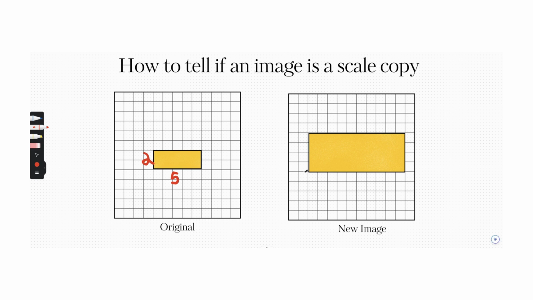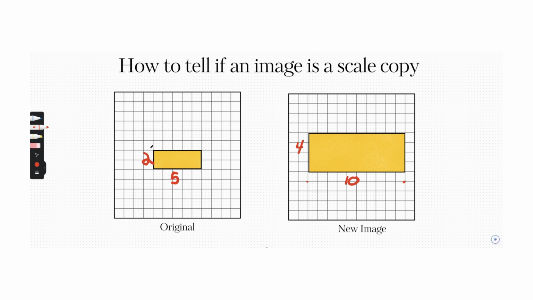This one over here, the height is 1, 2, 3, and 4, and the width is 1, 2, 3, 4, 5, 6, 7, 8, 9, and 10. Again, the way I figured that out is I measured the distance from this point to this point. So the ratio of the original is 2 to 5, and the ratio of the new image is 4 to 10.